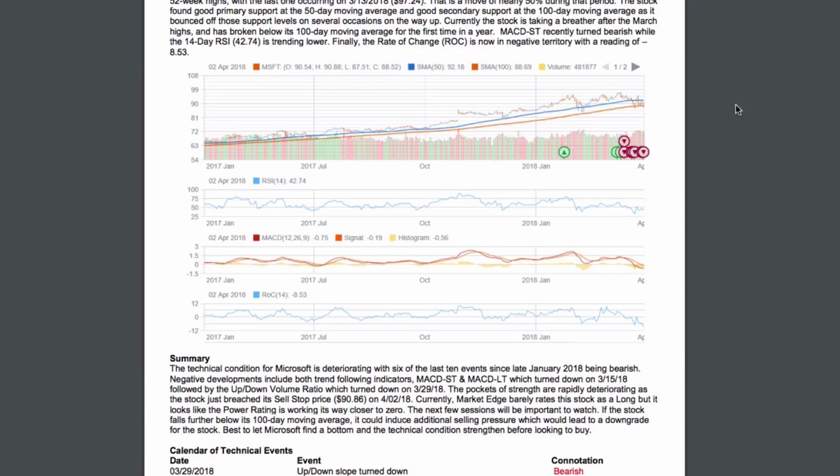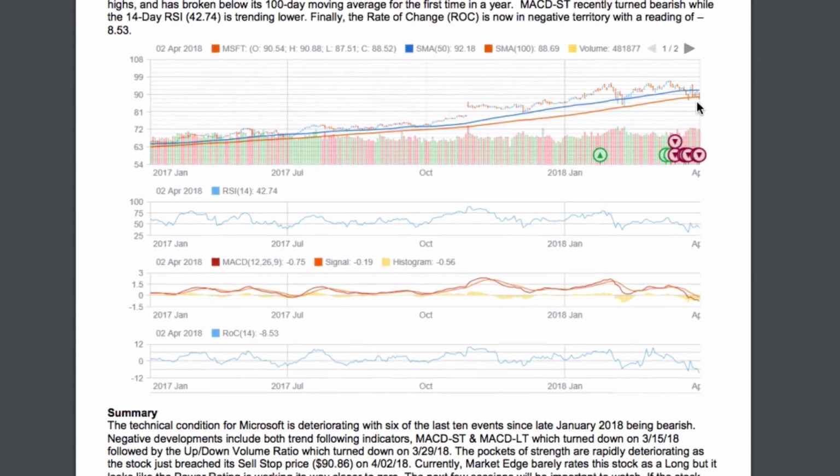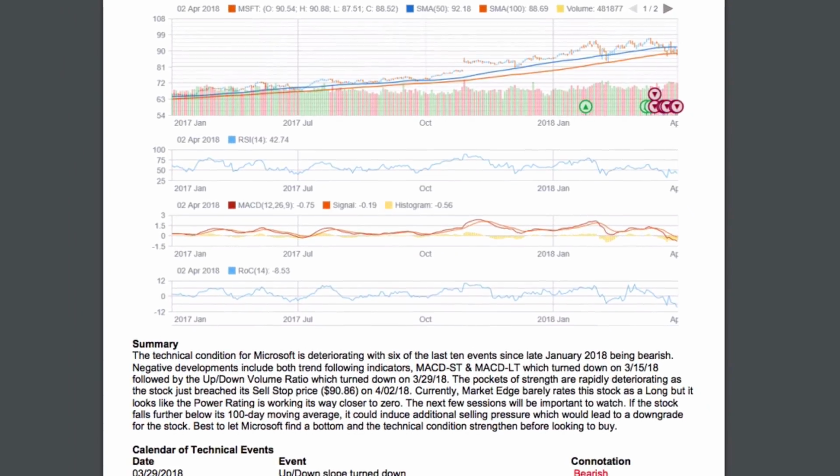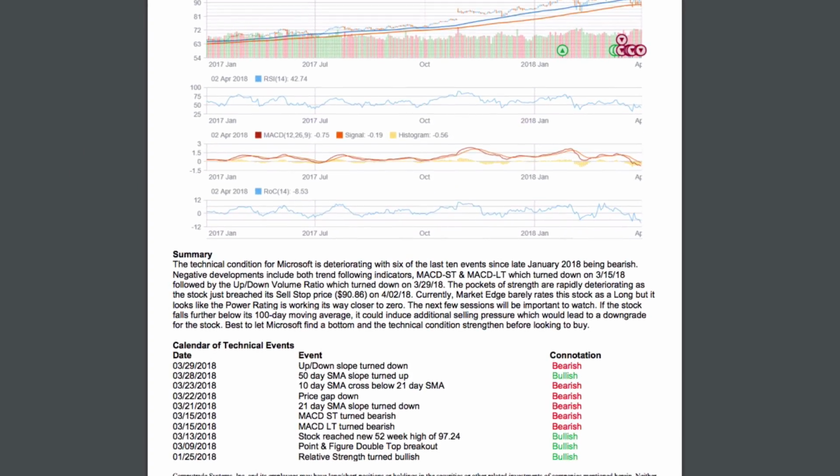You can see how we've found support at the 100-day. Microsoft is also in this sideways trading action. Most of the technical events are still bearish. As you can see down here at the bottom, we do have one bullish one sneaking in. If you pull up a Technoscan report, you'll start to see some of these. If you start to see a couple more bullish events pop up, you'll know the stock has probably bottomed, and it may be time to go into Microsoft. We'll also give a summary.